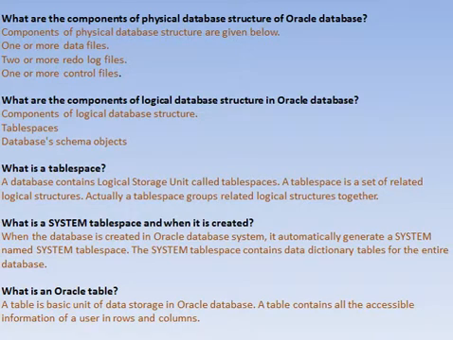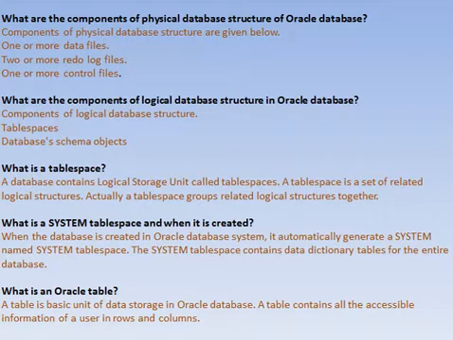What are the components of logical database structure in Oracle database? Components of logical database structure: Table spaces. Database schema objects. What is a table space? A database contains logical storage units called table spaces. A table space is a set of related logical structures. Actually, a table space groups related logical structures together.